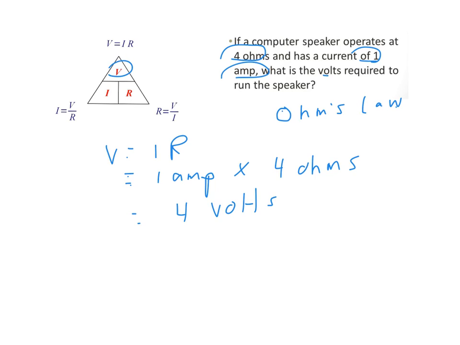To do other problems, as you can see in the equation up here, if you simply put your finger on the variable that you want, in this case, if I wanted to know resistance, it's equal to voltage divided by current. If I wanted to know current, it'd be voltage divided by resistance. I suggest you put the triangle in your notes, and you can access it any time to solve these kind of problems.